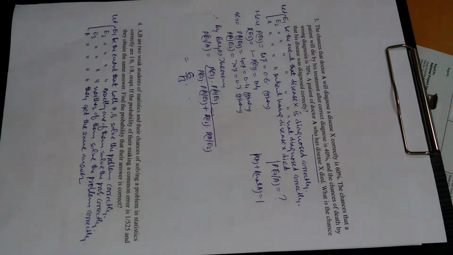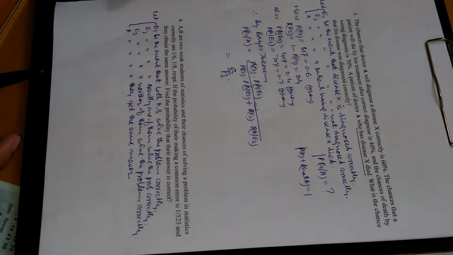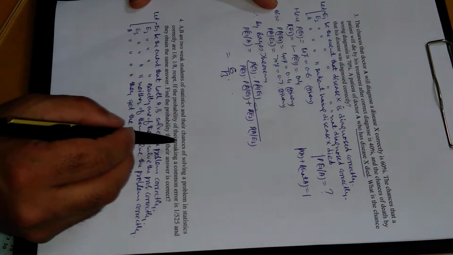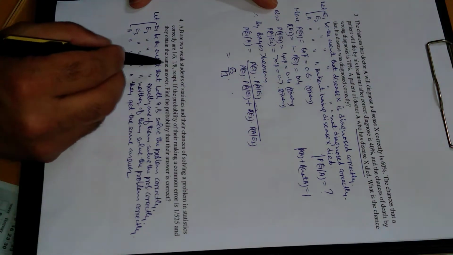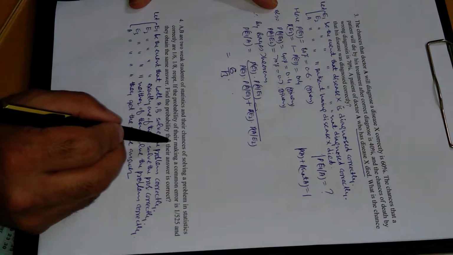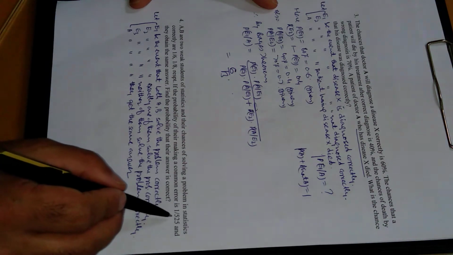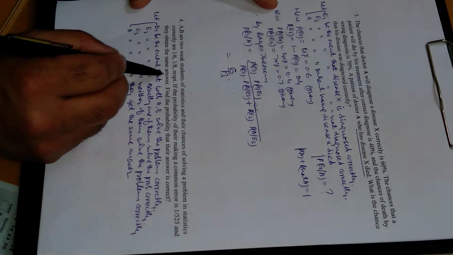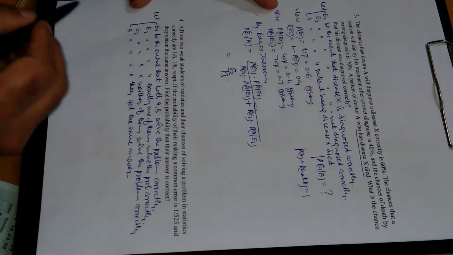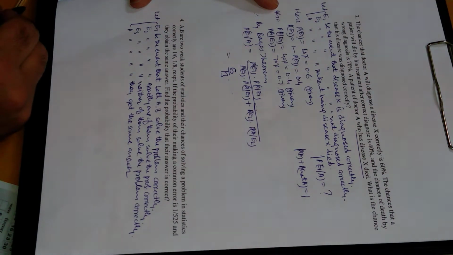Now come to the fourth question. Let A and B be two weak students of statistics, and their chances of solving a problem in statistics correctly are 1 by 6 and 1 by 8 respectively. If the probability of their making a common error is 1 upon 525, and they obtain the same answer, find the probability that their answer is correct. So first of all, let's identify the events E1, E2, etc. and event A.